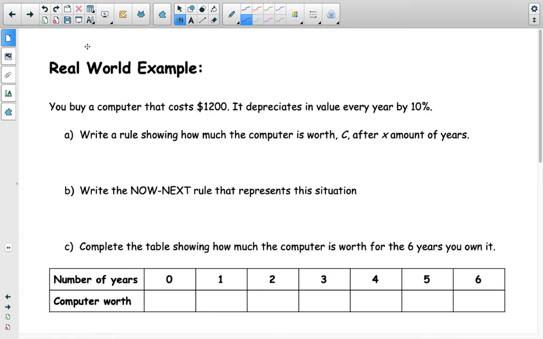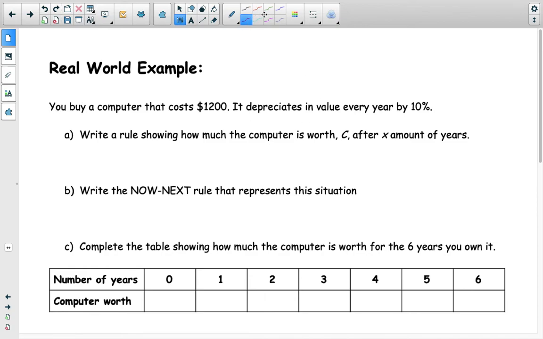This video is on exponential decay. We're going to do a real-world example. You buy a computer that costs $1,200. It depreciates in value every year by 10%. So let's break this down.